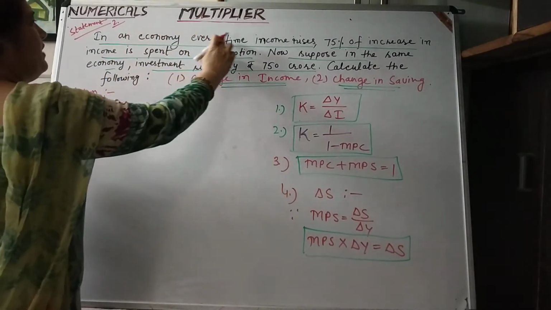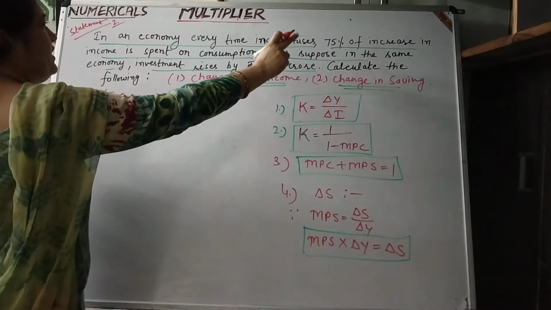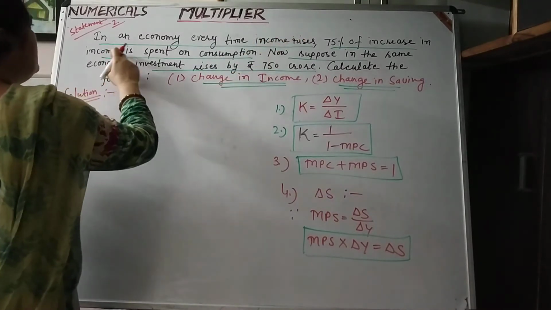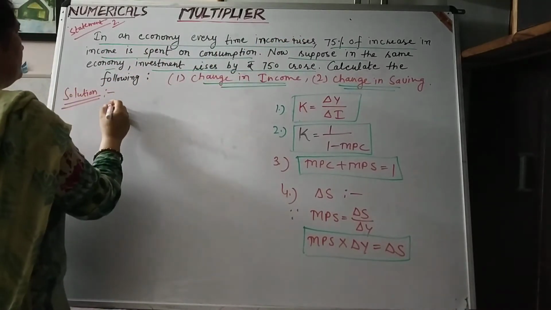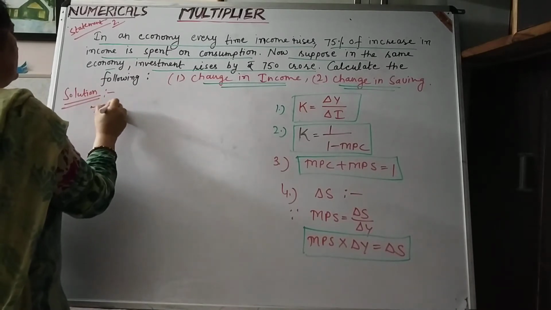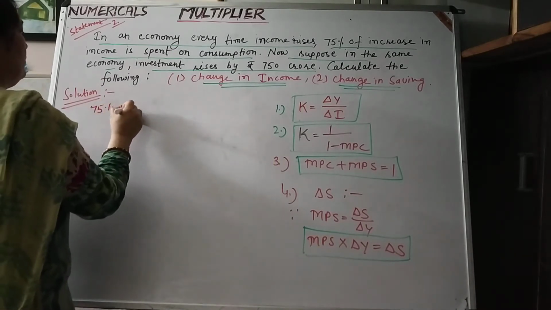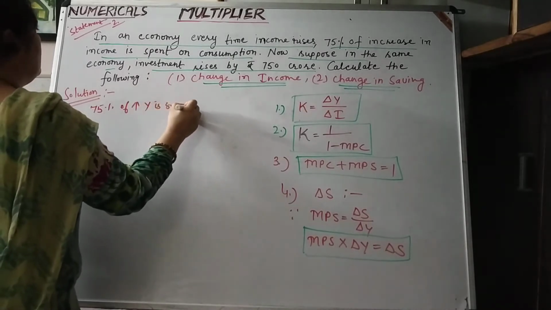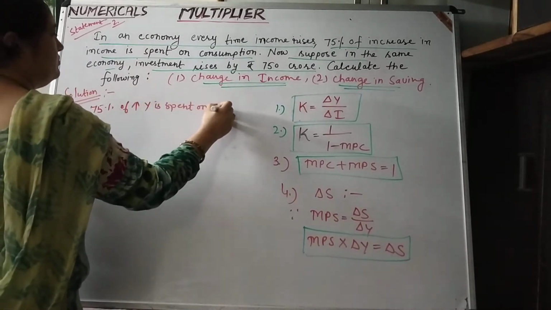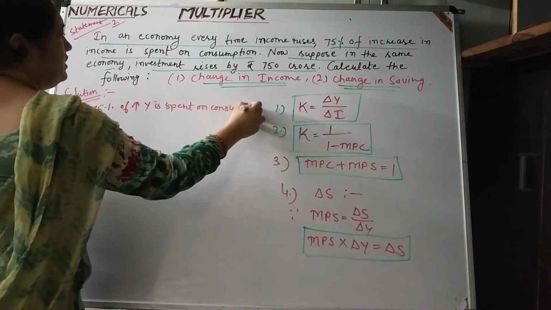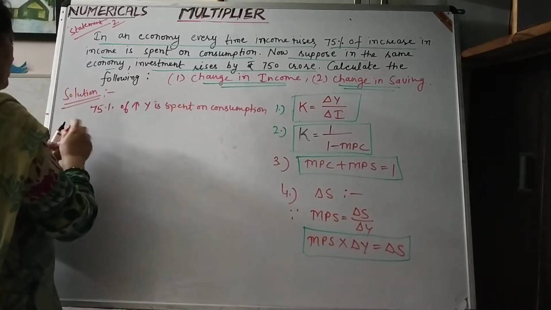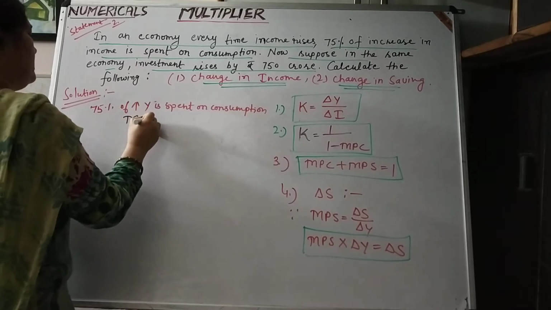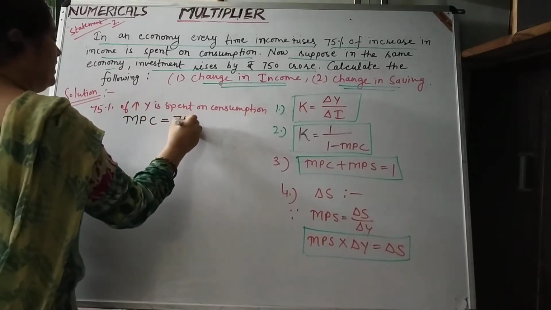In an economy, every time income rises, and 75% of the increase in income is spent on consumption. What does it mean? It means the value of MPC is given, which is 75%.